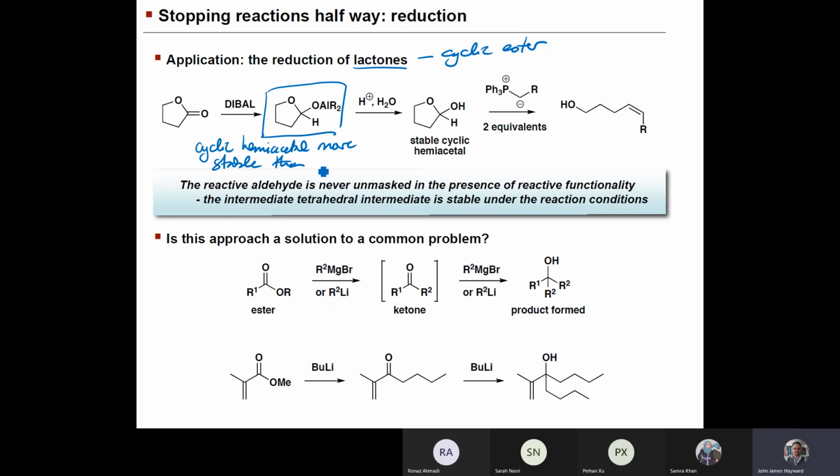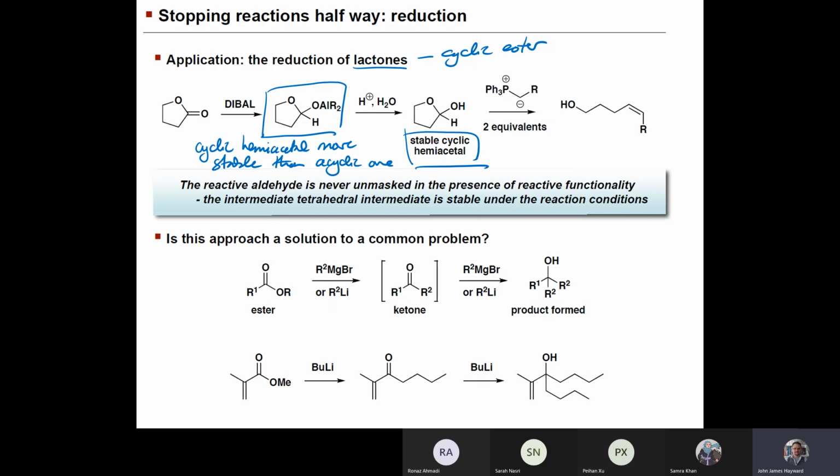So cyclic hemiacetal is more stable than acyclic one. Okay, but you can still use this cyclic hemiacetal in various reactions. You just need to do something to make it open first.